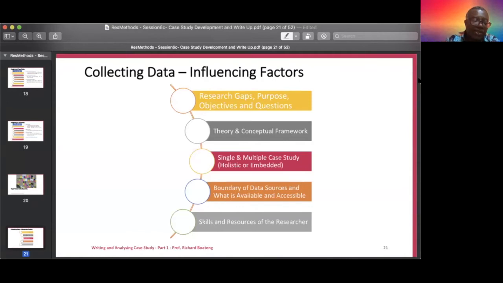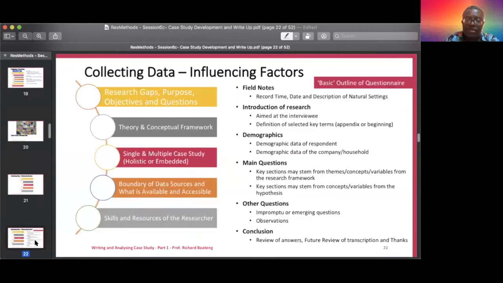So we have a number of influencing factors. Let us take them one by one. Okay, so now let's take the first one, research gaps and research objectives and questions. Whenever you are starting a case, you are going to have a questionnaire. Your questionnaire will have information concerning your questions. So your research questionnaire will guide us to where to collect data. And the data you are going to collect will be used to analyze and to answer the phenomenon. So when you look at it here, you have your field notes, introduction to research, demographics of the person or the company, and the main questions, which will stem from the concepts or variables you're going to study.